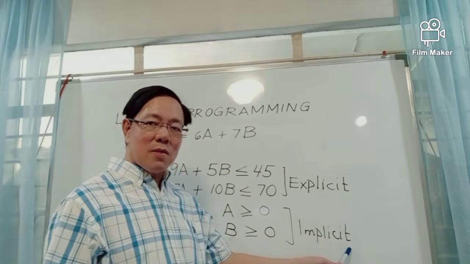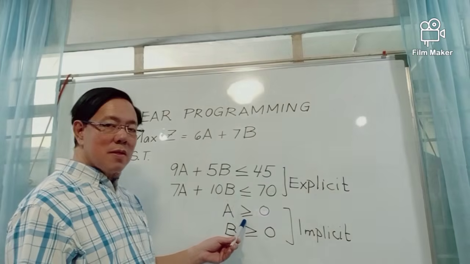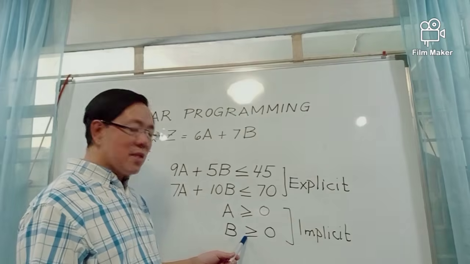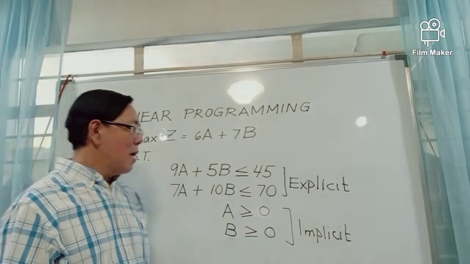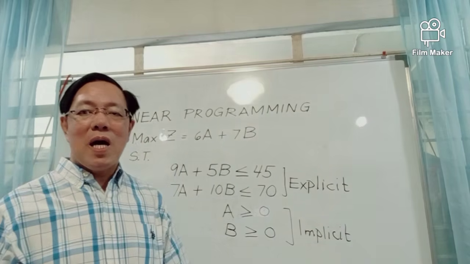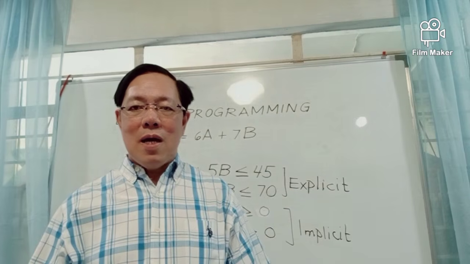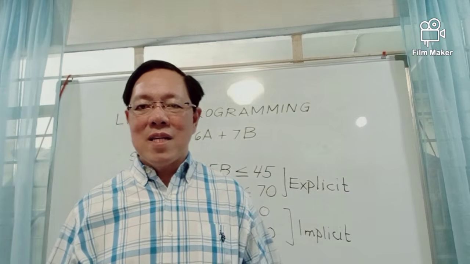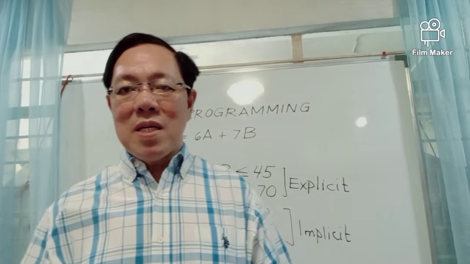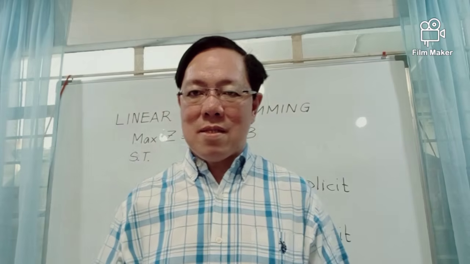The implicit constraints require the variables to have values that are either zero or positive, greater than zero. Again, the implicit constraints require the variables to have positive or zero values, and they are also known as non-negativity constraints. In linear programming, our objective is either to maximize or to minimize.